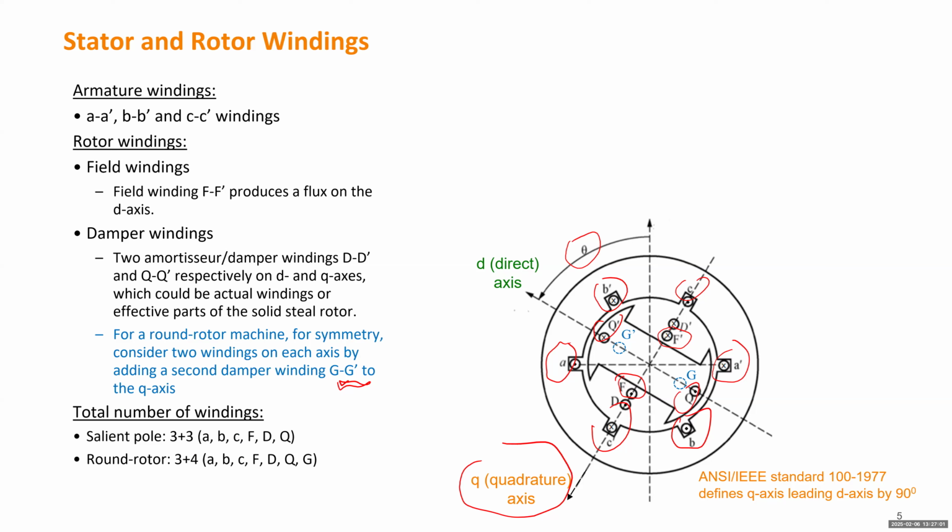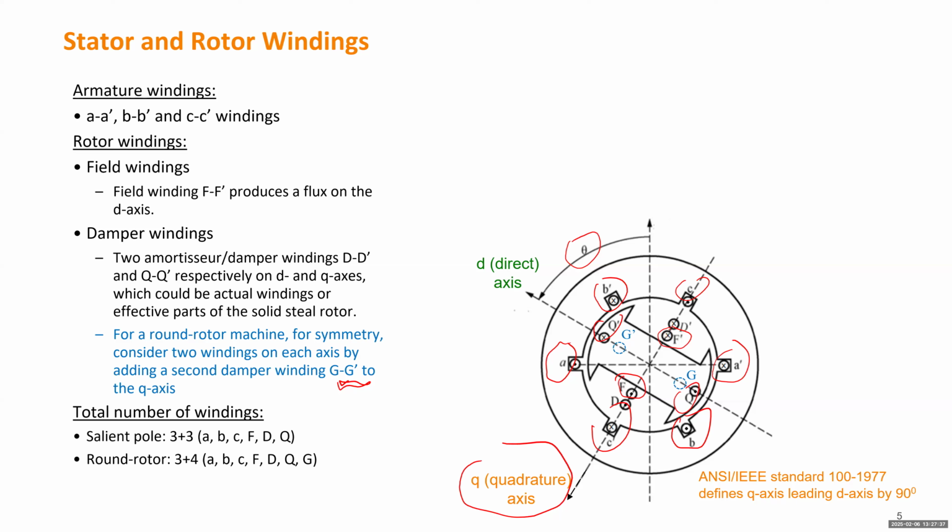Okay, so let me just summarize how many windings we need to model. If it's a cylindrical rotor generator, we have three stator windings, which are A, B, and C. And we have three rotor windings, including F in the D axis, D in the D axis, and Q in the Q axis. For a round rotor generator, for the rotor, we need to add a second damper winding just to make two damper windings in each axis. Those assumptions are usually considered the minimal number of windings you need to model.